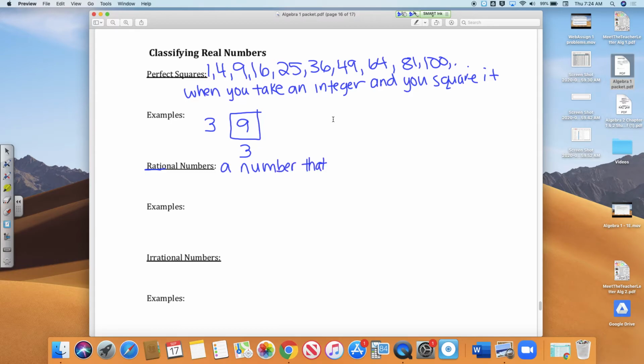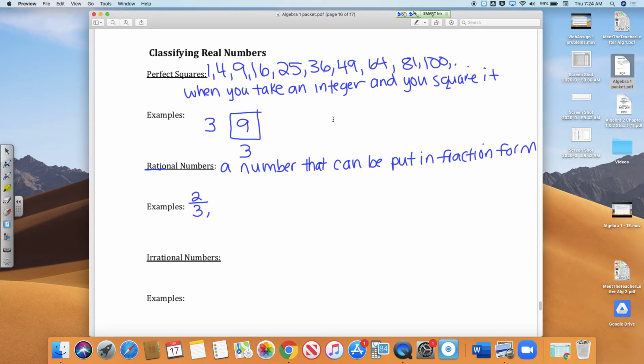So I'm writing down a number that can be put in fraction form. There's tons of numbers that can be put in fraction form. Fractions themselves are already in fraction form, so an example of a rational number could be 2/3. That's already in fraction form, so it's a rational number.